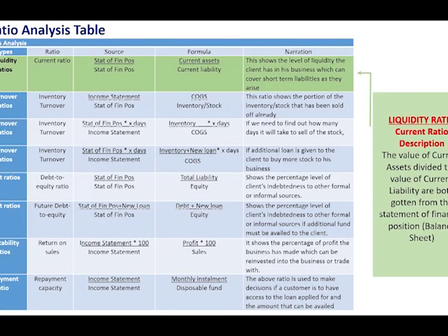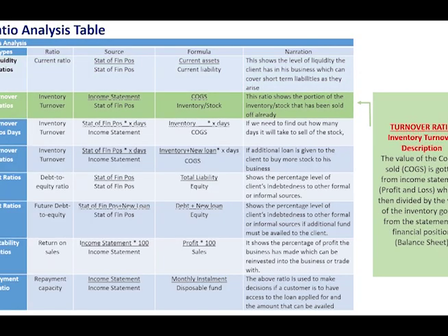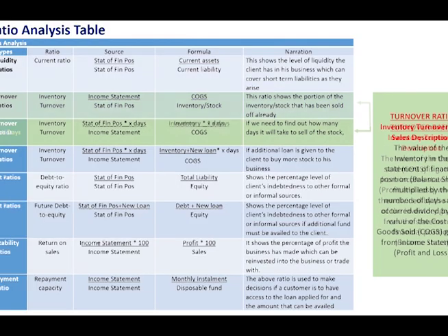This is the value of current assets divided by the value of current liability. These are both gotten from the balance sheet. The next is turnover ratio. This is the value of the cost of goods sold, gotten from the profit and loss, which is then divided by the value of the inventory gotten from the balance sheet. We go over to the turnover ratio days. This evaluates the value of the inventory in the balance sheet, multiplied by the number of days sales will likely occur, divided by the value of the cost of goods sold, gotten from the profit and loss account.